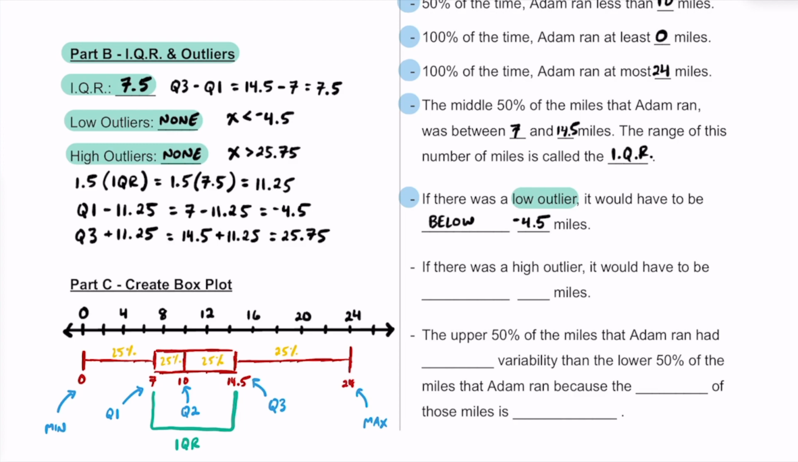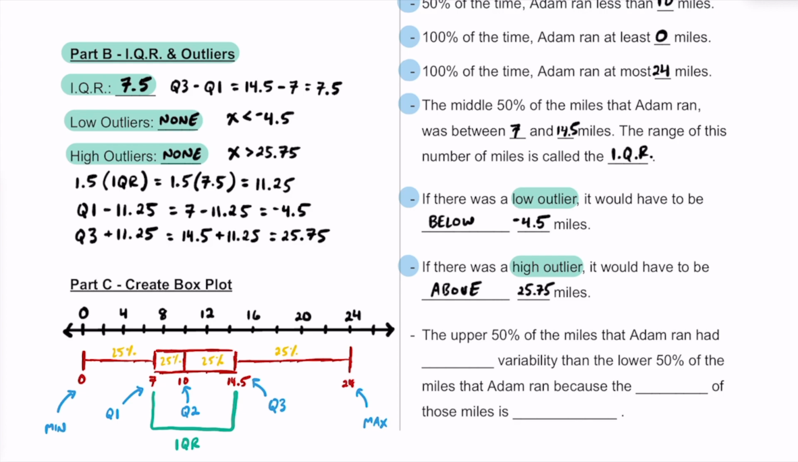have any. Next, if we were to have a high outlier, we've calculated that earlier as well, then what would that have to be? We said for the high outlier that it would have to be more than 25 3/4 miles, but we didn't have one. So if there was one though, it would have to be above 25 3/4 miles.